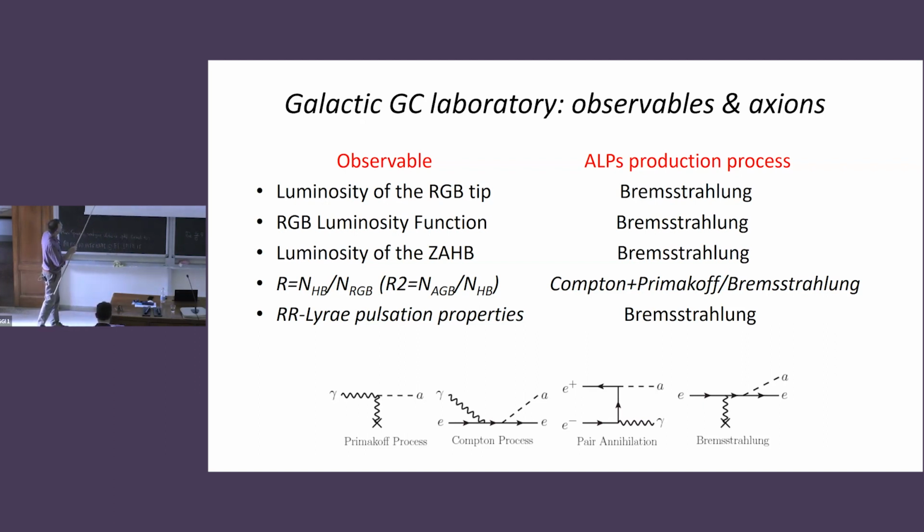And also RR Lyrae pulsation properties. RR Lyrae are variable horizontal branch stars, no? They have regular periods of a few hours. They can be observed, and there exists a relation between the mass, the luminosity, and the pulsational periods of these variable stars, and these properties may be affected by the production of thermal axions.